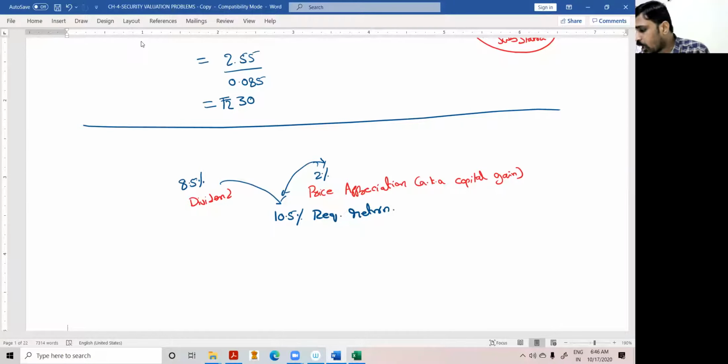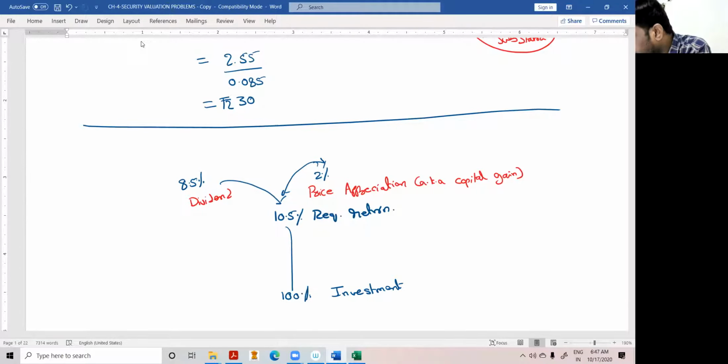Now what we want is the price. 10.5% is our required rate of return, and 100% is our investment. Emma, do you understand this? Yes, sir. If we invest 100 rupees, 100% is our investment amount, and on that we want a 10.5% return.